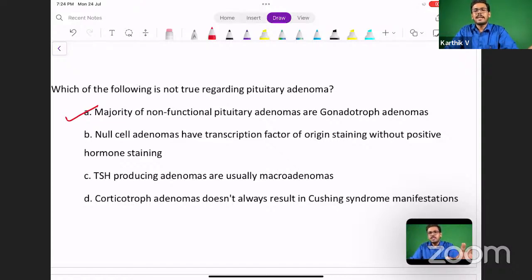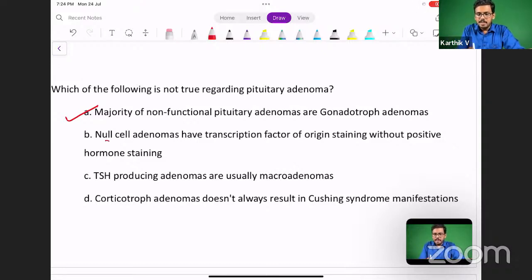So they would just present as a non-functional adenoma. Only when you resect it out and do the hormonal staining will you identify that it is in fact a gonadotroph adenoma. So the majority of non-functional pituitary adenomas are in fact gonadotroph adenomas.